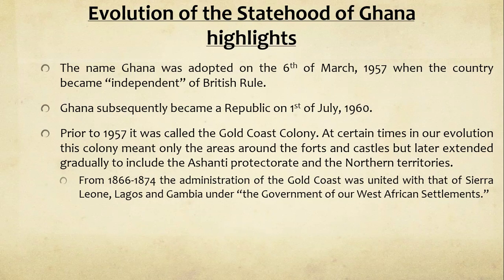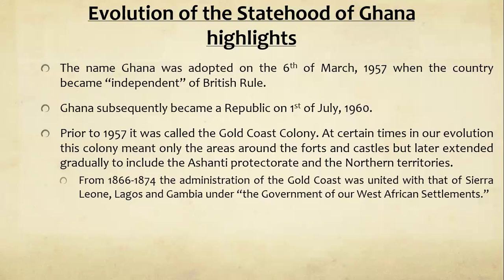The Ashanti Protectorate was initially not part of the Gold Coast Colony. The Northern Territories, what we call the northern regions, now divided into about 5 regions or so, were also not part of the colonies, what we call the Gold Coast Colony. It was later on that they were roped into the Gold Coast Colony.